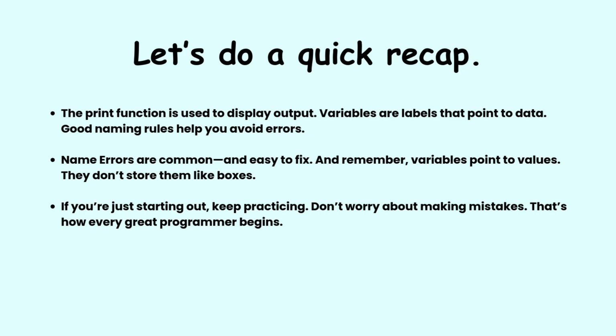Let's do a quick recap. The print function is used to display output. Variables are labels that point to data. Good naming rules help you avoid errors. Name errors are common and easy to fix. And remember, variables point to values. They don't store them like boxes.